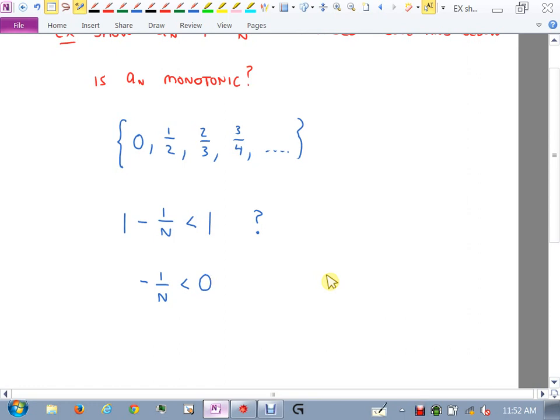Now I could also do this: multiply both sides by n. But when you multiply both sides of an inequality by a number, you have to be careful, because if you multiply by a negative number, what happens? It flips. But I know n is not negative, so I'm going to multiply both sides by n and not flip the inequality. If I do that, the n's on the left cancel. I get negative 1 is less than what? 0. Is that true? Yes. I'm pretty sure about that.